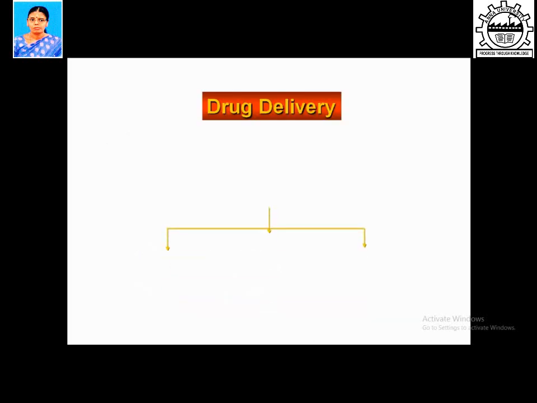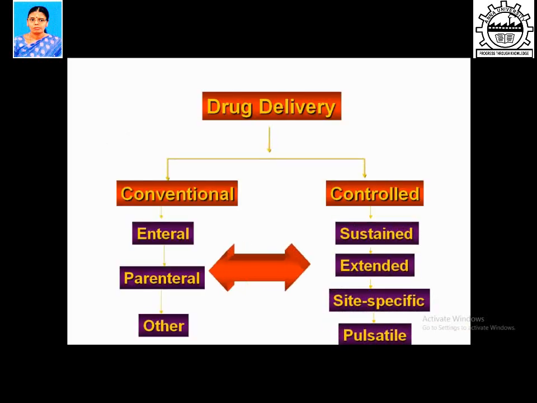So if we see drug delivery, in a broad sense it can be divided into two parts. One is the conventional delivery systems, the other is the controlled delivery system. In case of the conventional delivery system, the available delivery systems, for example enteral or parenteral or external applications, may not be very efficient in delivering the drug as per the requirements of the patient. But in the controlled delivery system, it is very well possible. Under controlled delivery, there are many different types of delivery systems: sustained delivery, extended delivery, site-specific delivery, or pulsatile delivery.